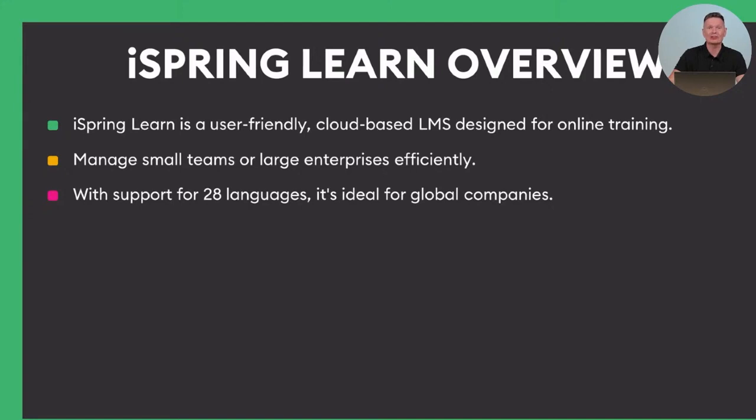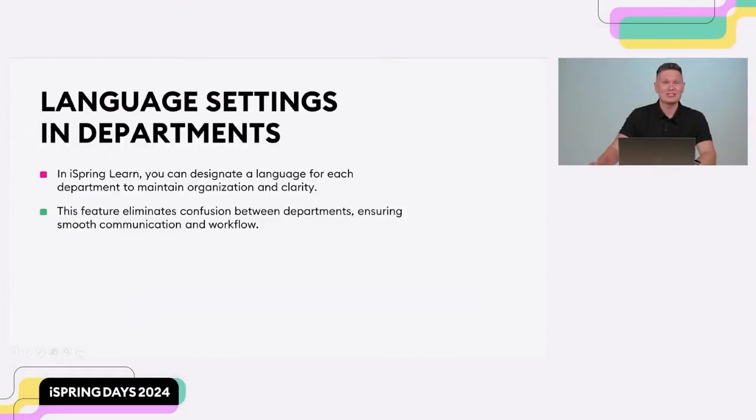iSpring Learn currently includes 28 languages to simplify the tasks in your multilingual team. So you can choose between English, obviously, and traditional Chinese, French, Polish, Danish, and many more. So there is a very good chance that we'll get you covered. To help you stay organized, you can select a language for every department in your company. This way, there is no confusion between departments.